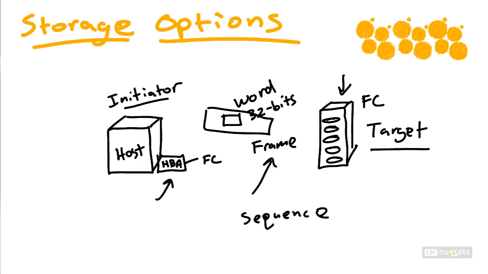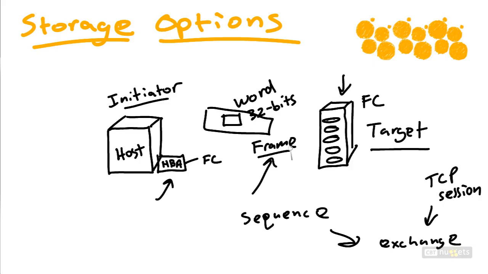Now, obviously, there's going to be some sequences that go on when we're doing a read and write request between these two devices, and that collection of sequences is referred to as an exchange. You can think of an exchange as being equivalent to our TCP session in an IP world. So we have the concept of a frame similar to an IP packet. We have the concept of an exchange similar to a TCP session.